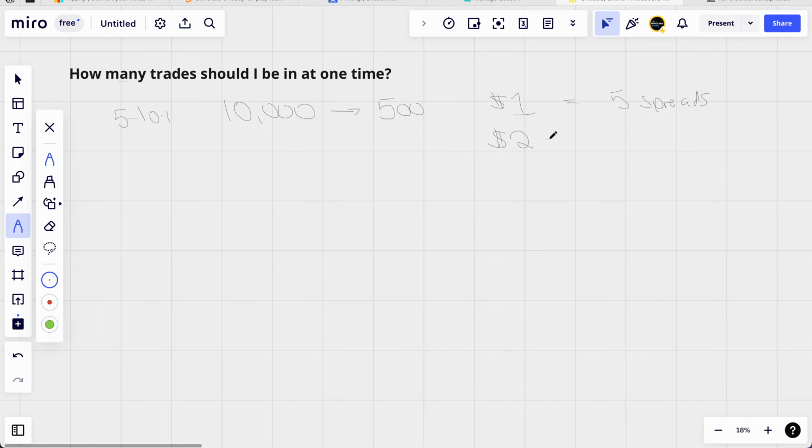A $2 wide, now you can do half that, 2.5, but we can't do half a spread, so we can do 2 spreads. So this is how we define our sizing per trade, okay? This is how we define a per trade sizing.